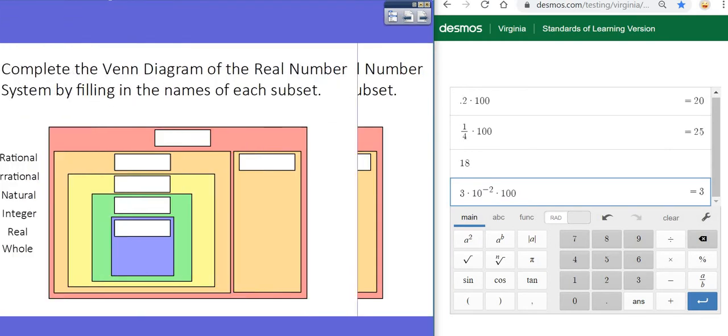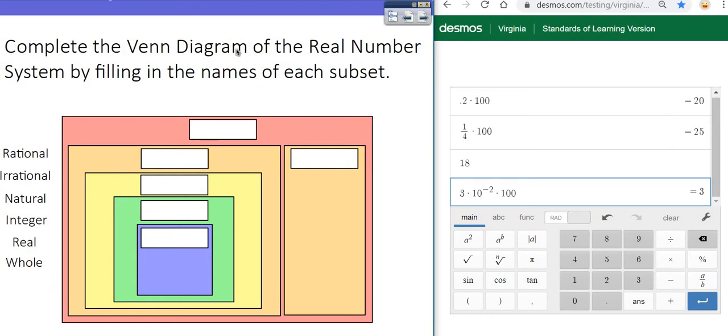Let me try to get rid of this real quick. Hold on. It says complete the Venn diagram of the real number system. Well, that should be your first clue. When it says the Venn diagram is of the real number system, that means that this real number here is going to be the title, which is at the very top. Now we have to think about it.